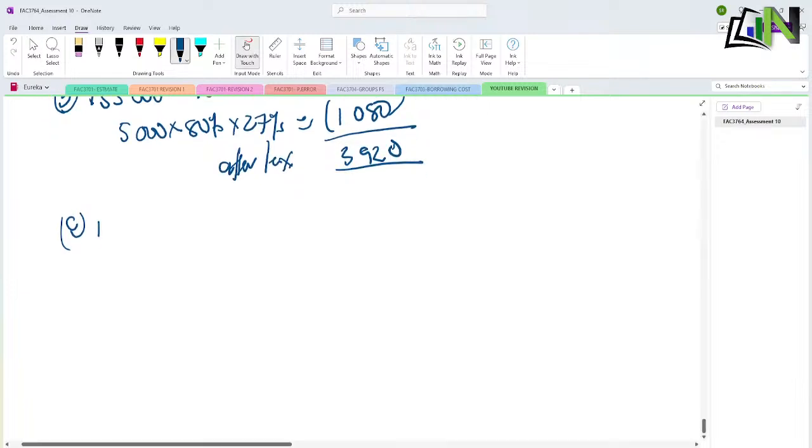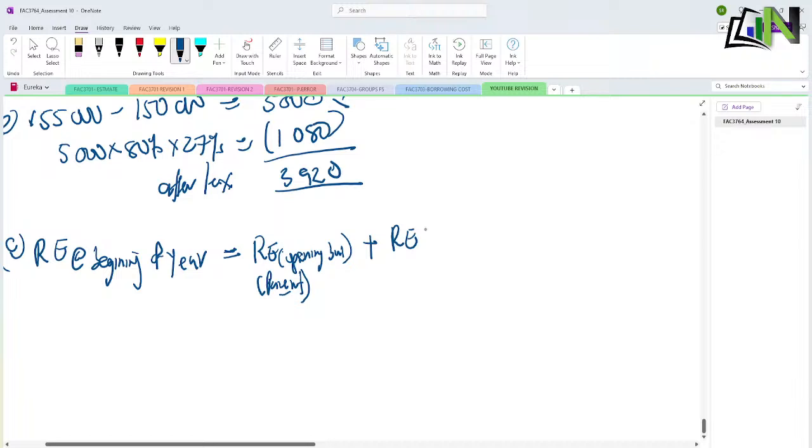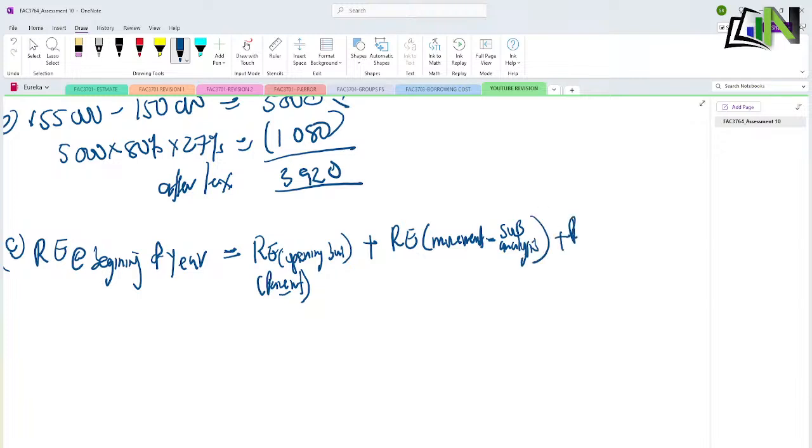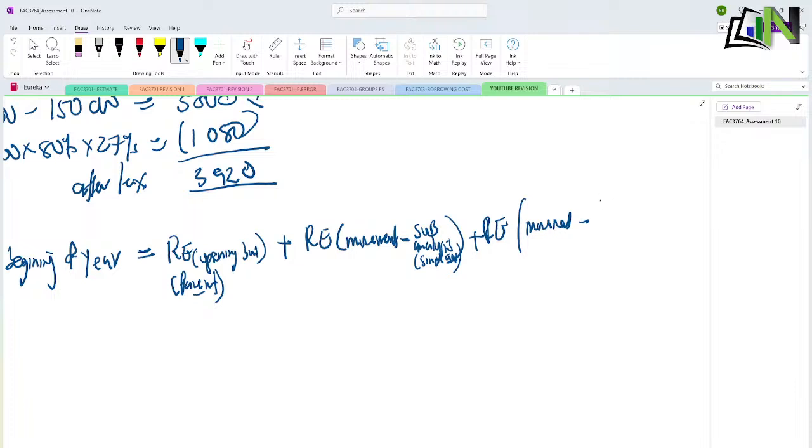I'm just going to try to put a formula. So retained earnings at the beginning of the year will actually equal retained earnings opening balance of the parent company, plus retained earnings movement in subsidiary analysis, and then retained earnings movement. Okay, this has to be since acquisition. Again, same thing. This one is movement, but this movement now in associates, and it's also on the analysis if you do the analysis. Okay, so that's how you get your opening balance of retained earnings.